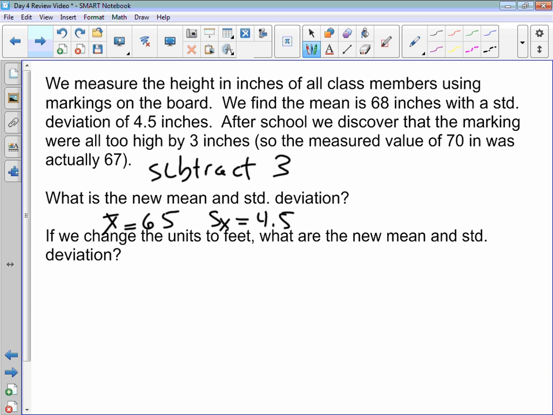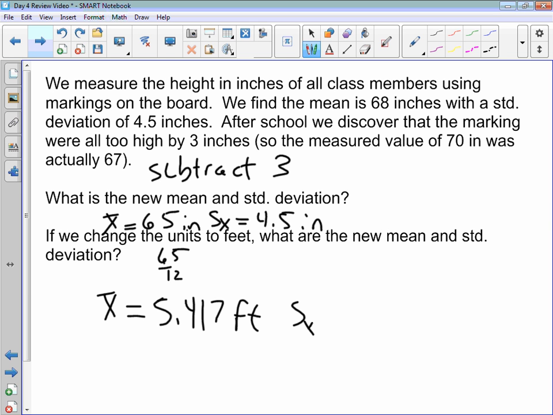All right, good, you're back. So we would just divide these by 12. So this is inches, this is inches. Our new mean would be 5.417 feet, because this is just 65 divided by 12. And our new standard deviation, if we were in feet, is just 4.5 divided by 12, or 0.375 feet.